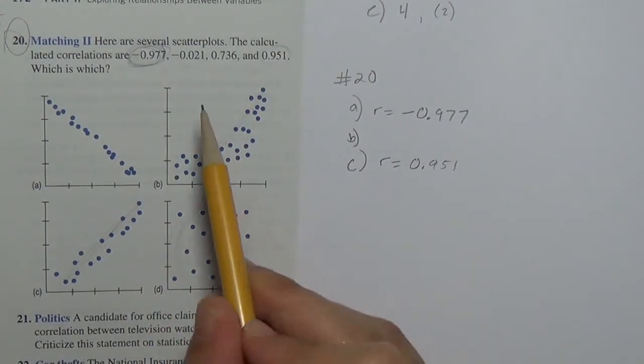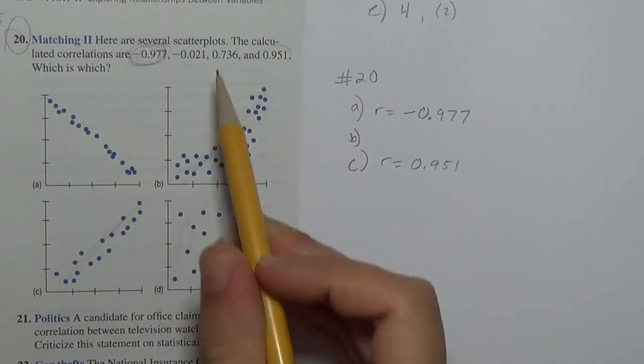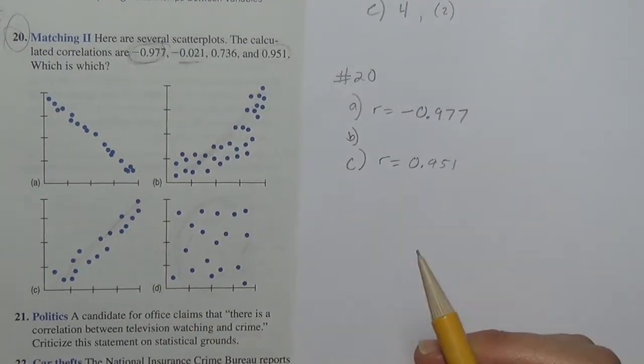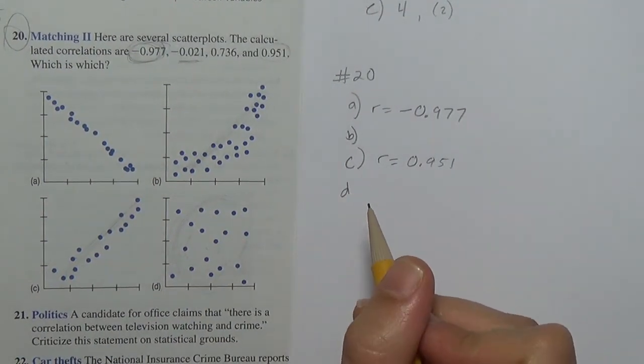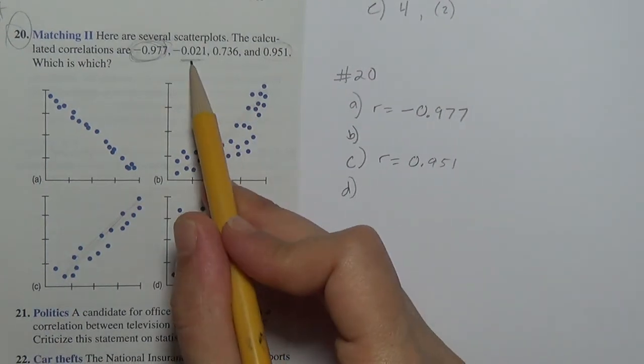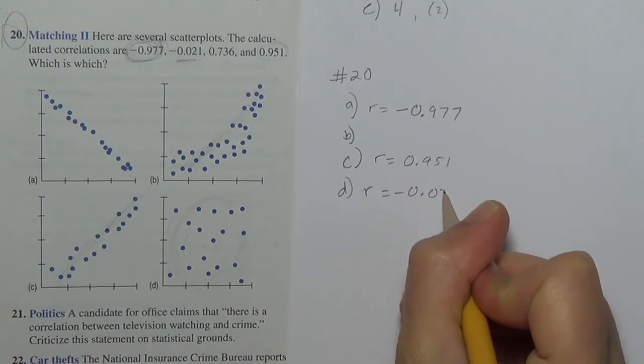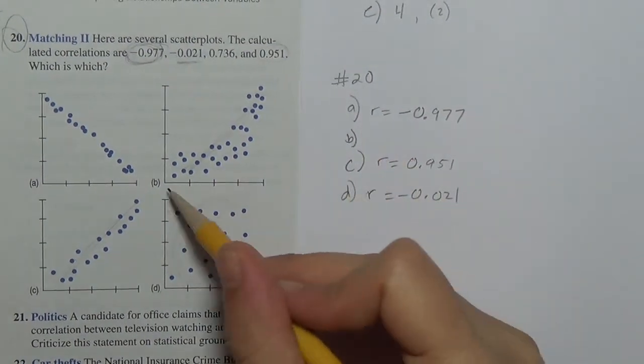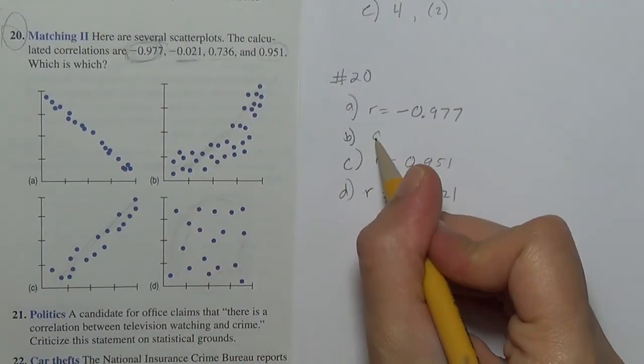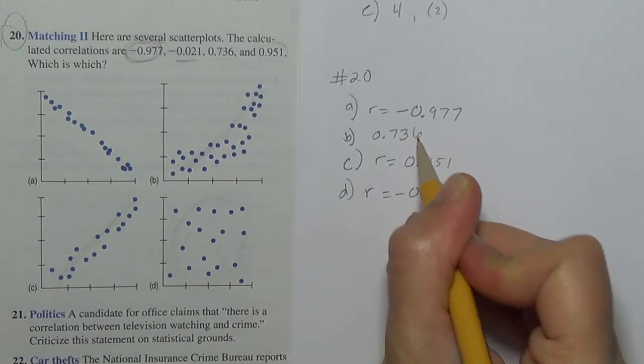So anyways, it looks like for D we'll go with negative 0.021. That's the closest one to 0. Okay, and then for B, we'll go with the 0.736 value.